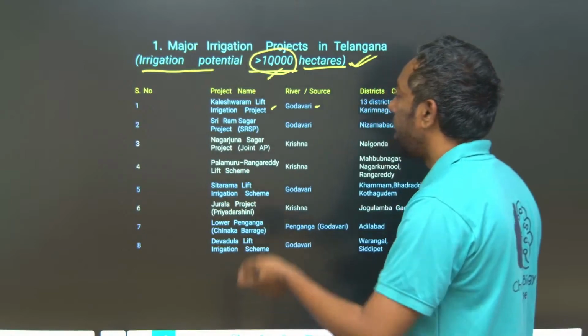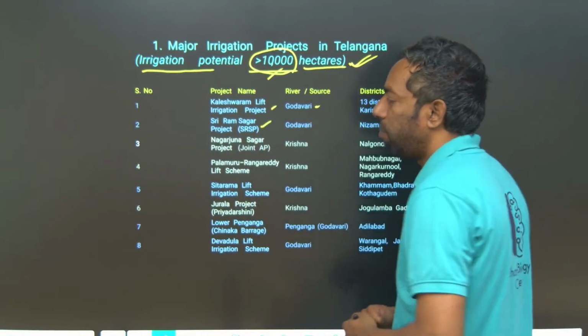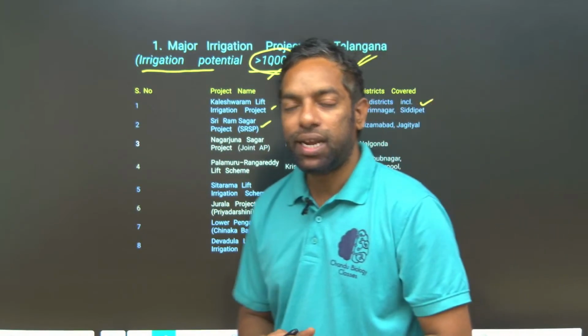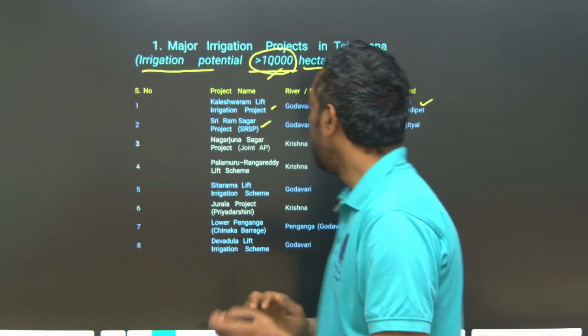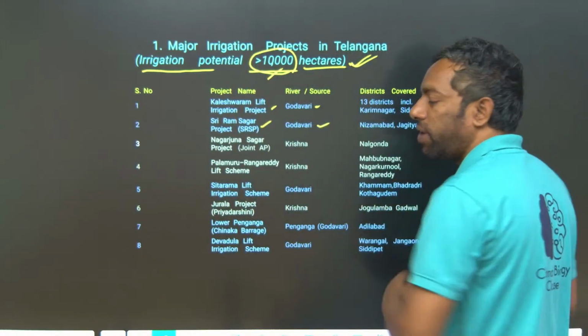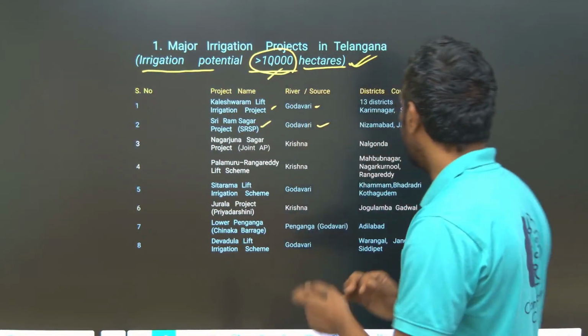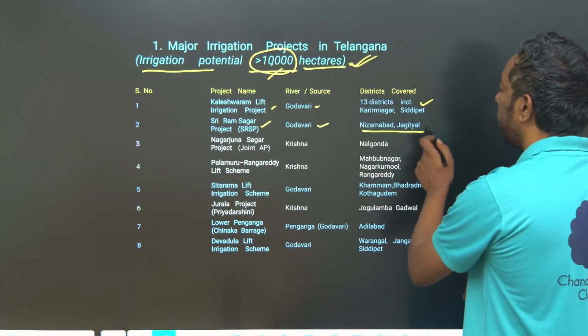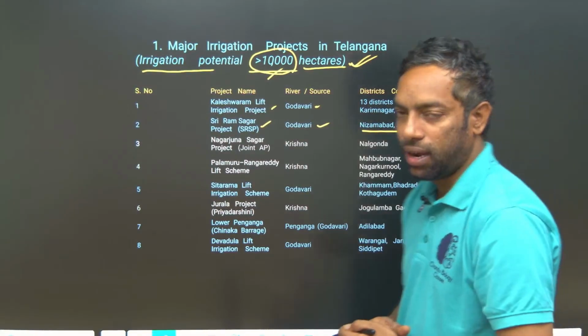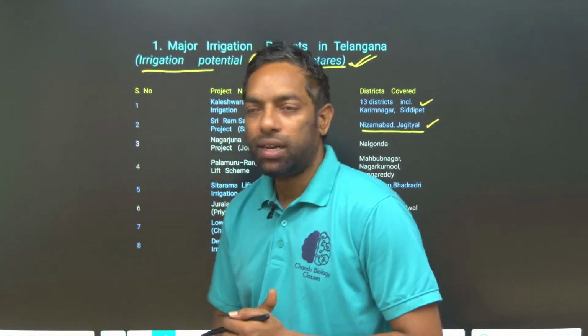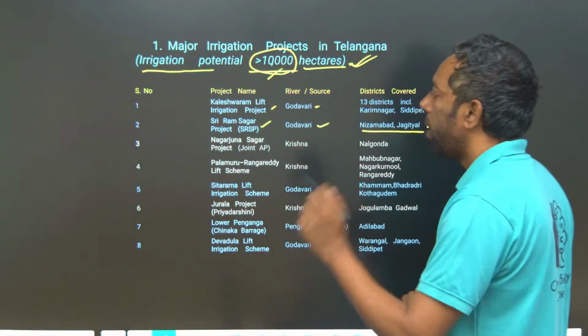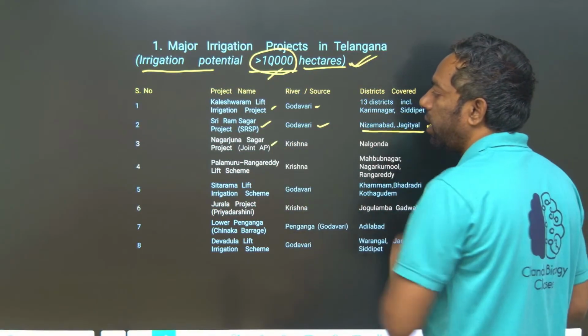Next is the Sri Ram Sagar project, SRSP, which is also on the Godavari river itself. The main districts are Nizamabad and Jagityal. We are going to discuss the details of each project.